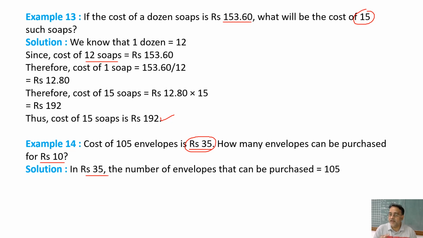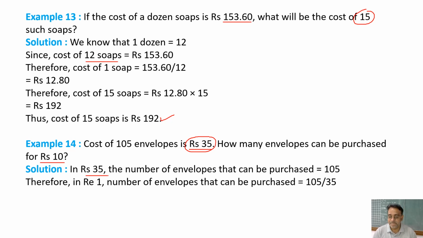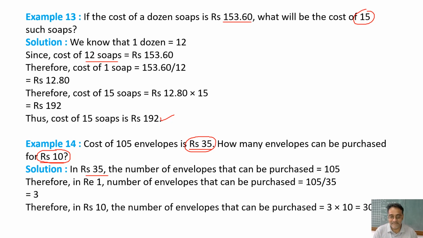So we have to multiply or divide? Divide. So 105 divided by 35. 3. Okay, we get 3. So that means in 1 rupee there are 3 envelopes. So how many envelopes will come in 10 rupees? So we have to multiply or divide? Multiply. 1 unit value is given. Many unit value we have to find. So we have to multiply. 10 into 3, that is 30. So hence 30 envelopes can be purchased for rupees 10.